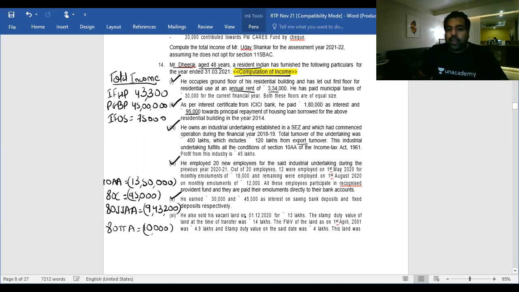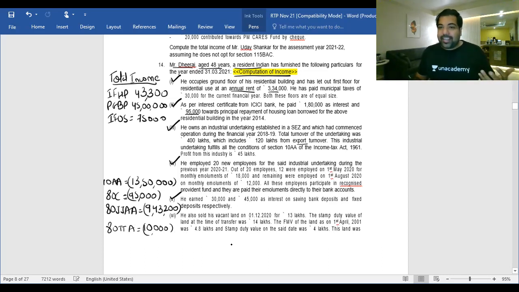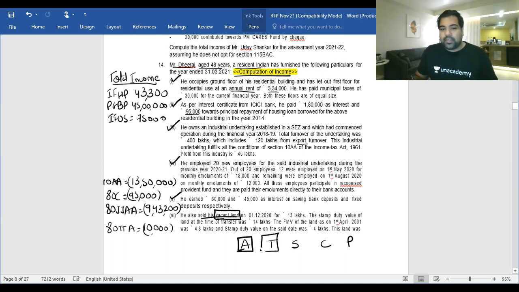He also sold his vacant land on 1st of December 2020 for 13 lakhs, guys. The moment there is capital gains, you know, in DT, I already have a shortcut for capital gains, ATSCP. The moment you see an asset being sold, just get these 5 details and you've got your answer. Is there an asset being sold? Yes, vacant land. Is it being transferred? Yes, it is sold.